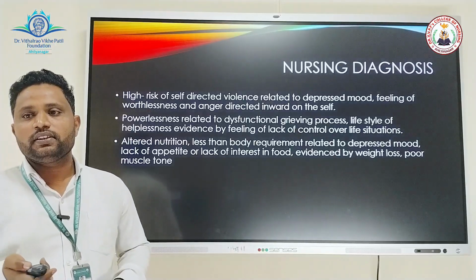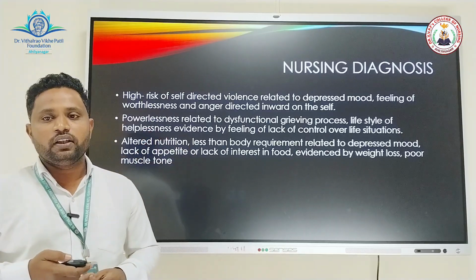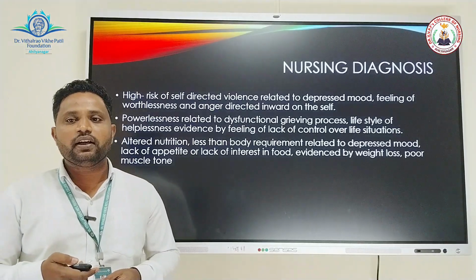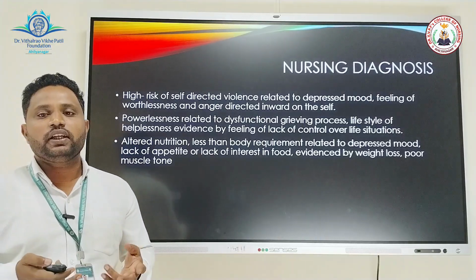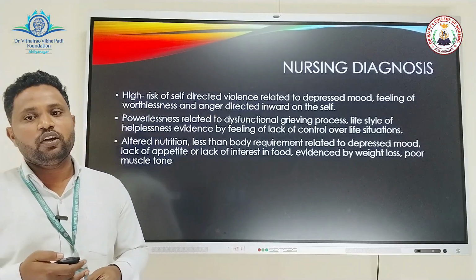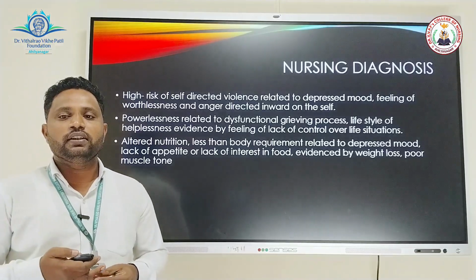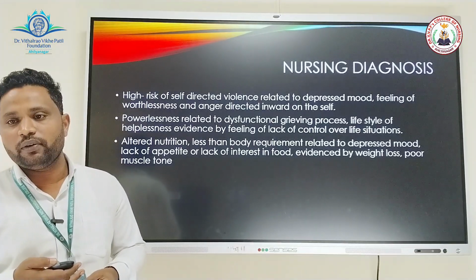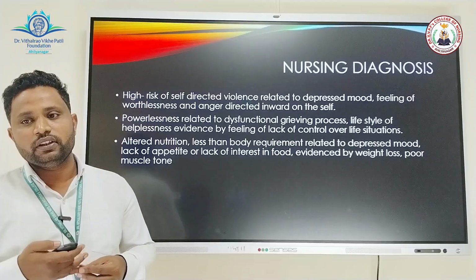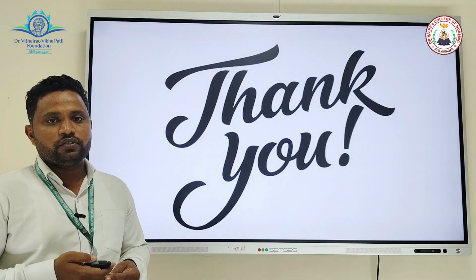Okay. Then next is nursing diagnosis. The first nursing diagnosis is high risk of self-directed violence related to depressive mood, feeling of worthlessness and anger directed inward to the self. The second diagnosis is powerlessness related to dysfunctional grieving process, lifestyle of helplessness, evidenced by feeling of lack of control over the life situation. And the last one is altered nutrition less than body requirement related to depressive mood, lack of appetite or lack of interest in food, evidenced by weight loss or poor muscle control. Thank you. So this is about depression.